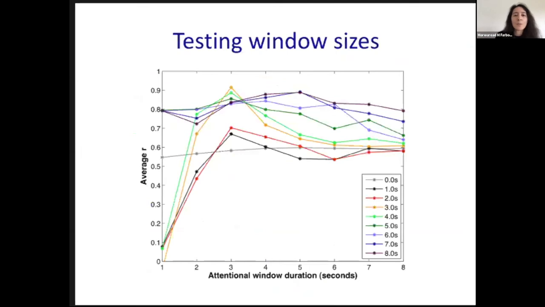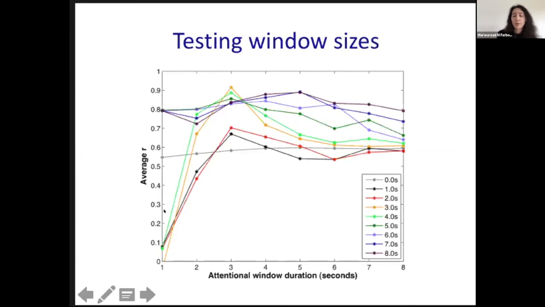Okay, so what I did was I looked at a whole bunch of different memory and attentional window sizes. So they were variables in the model. In order to optimize the model, I tested many different window sizes ranging from 0 to 8 seconds for the memory window and 1 to 8 seconds for the attentional window. And you can see in this figure over here, the different colored lines represent different memory window sizes, 0 to 8. The x-axis represents the attentional window sizes, and the y-axis represents the correlation, that is the R values, between the model output and the actual mean listener judgments of tension. So obviously the higher the R value, the better.